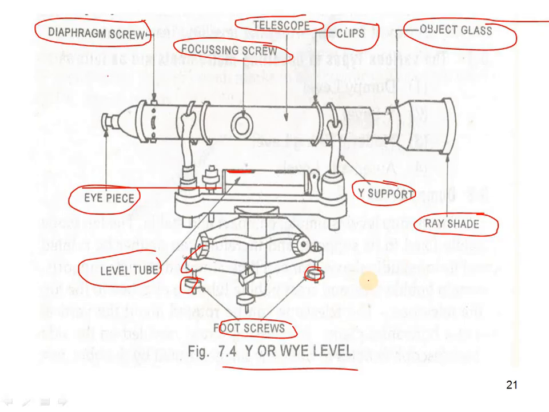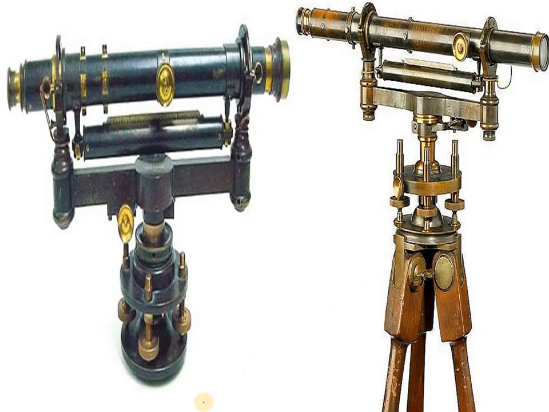So these are the Y level component parts, and this is the actual instrument. You can see how it is, and you can identify the parts now. So these are the foot screws, metallic ring, object glass, eyepiece, focusing screw, telescope. Here we can see so many parts. These are nothing but the bubble tube, foot screws, tripod stand, base plate.